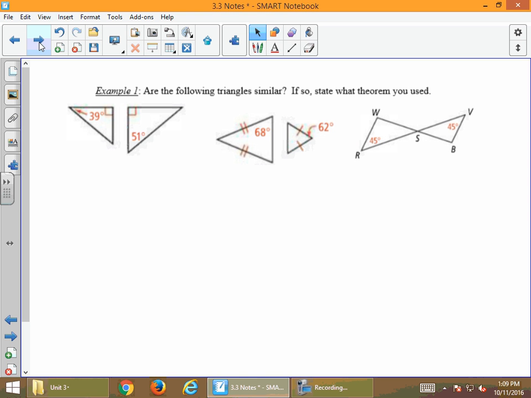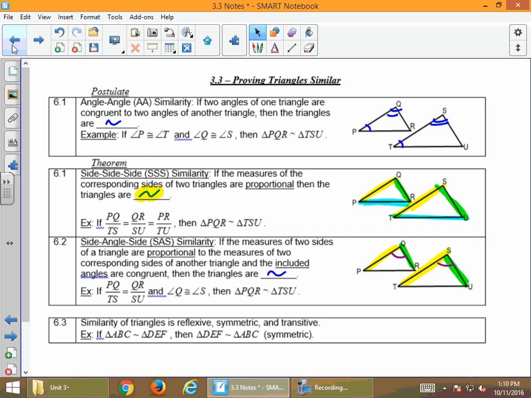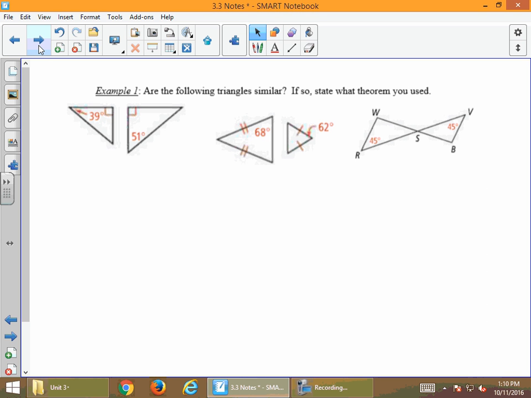Sides. Any sides? Nope. So guess what? Can't be side, side, side. Can't be side, angle, side. That's out. The only choice I have is angle, angle. But angle, angle, remember, tells you need to have 2 angles that are congruent. If I look right now, do I have 2 angles that are congruent in each of the triangles? No. I've got one. I've got this box in each one, but I don't have that. So off the bat, as it sits right now, I'd have to say no.